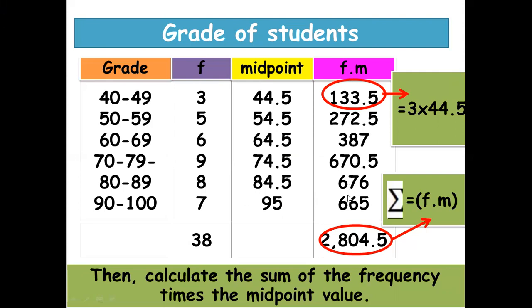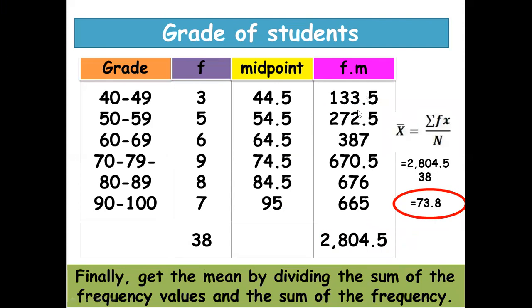After you get the product of frequency and midpoint for all rows, add all of them, and this will be 2804.5. After you fill up everything we need on the table, the last part is to get the mean by dividing the sum of the frequency times midpoint values by the sum of the frequency. As you can see right here, we have 2804.5, and we divide that by the sum of the frequency, which is 38. We get 73.8, and that is the mean of the grouped data.